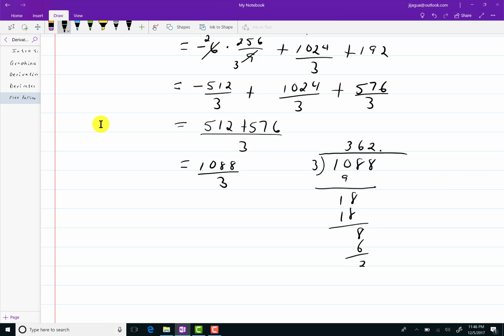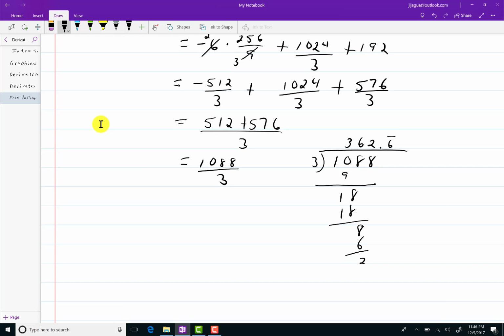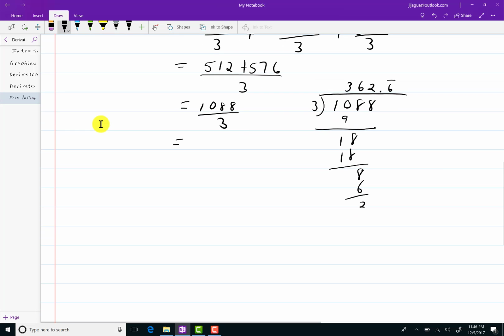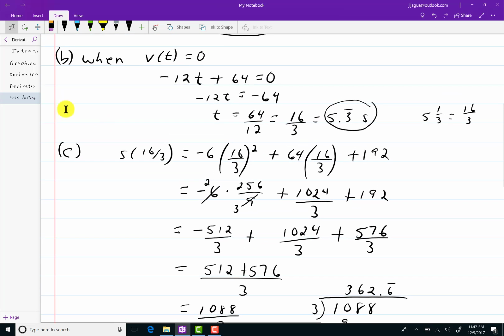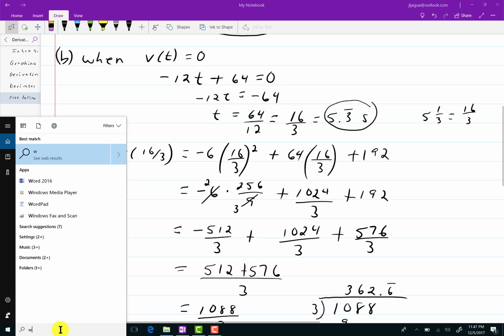And then I have 0.6 with the bar over it. So that equals 362.6 with the bar over it, feet. Now, I am going to check this. First of all, I'm okay with this answer here. We're going to go to your calculator. It's under my Way Of It menu. Bring it up.